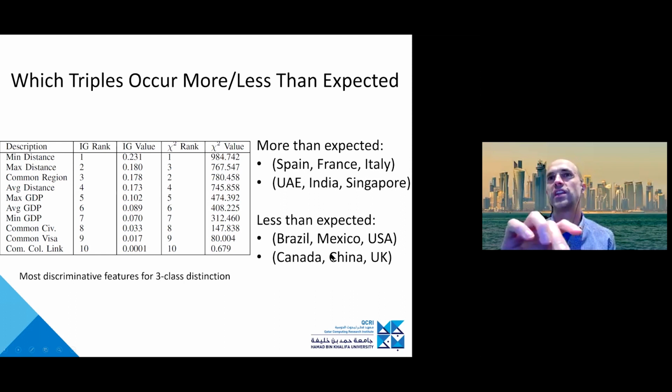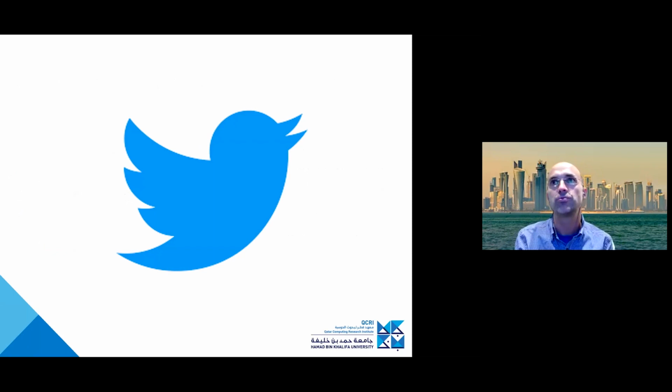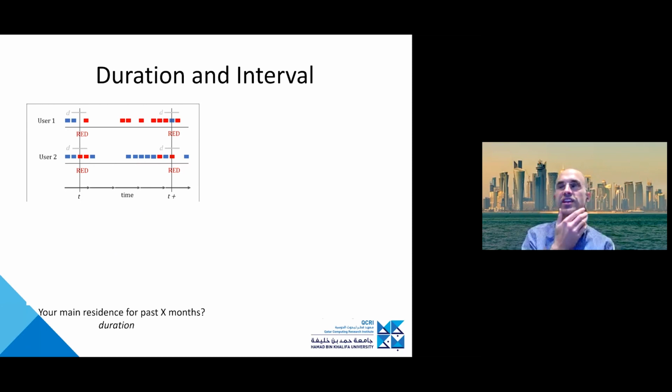So this was just one example of the kind of phenomena you can study through new data that you might not be able to study with traditional migration data that only looks at origin and destination. Let's look at another example of something new that you can do. In this case, we look at Twitter data. Here it's about changes in definition, right? If you ask yourself the question, what was your main residence for the past, let's say, 6 months?